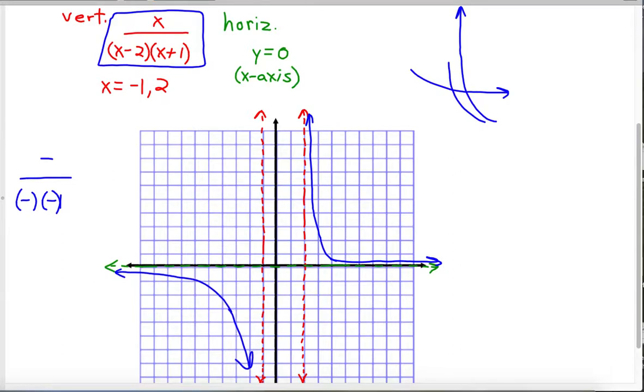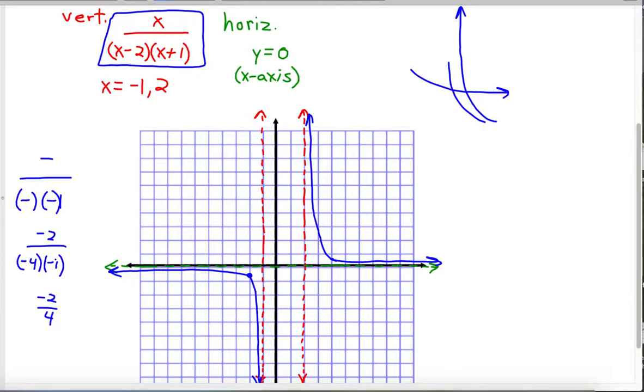So let's get a little more accurate. Let's pick a number close to our asymptote. How about x equals -2? If I plug in -2, I'm going to have a -2 on top. -2 minus 2 is -4. -2 plus 1 is -1. So I'm going to get -2 over +4, or -1/2. So that gives me the point right there. And then what I can do is, as I move to the left, I'm approaching the asymptote from below, and also I'm approaching the vertical asymptote as I get closer and closer to x equals -1 from the left.